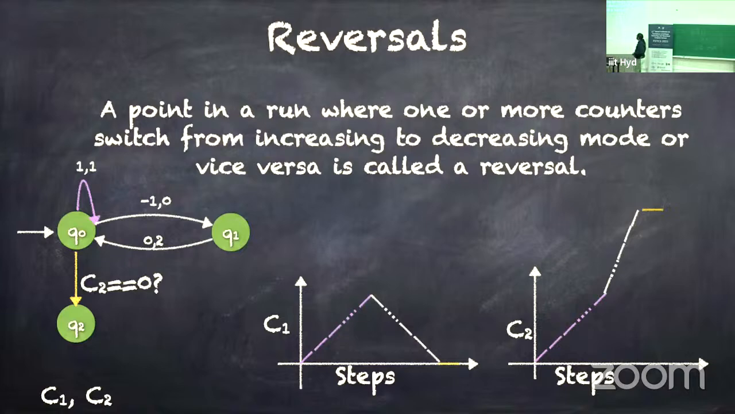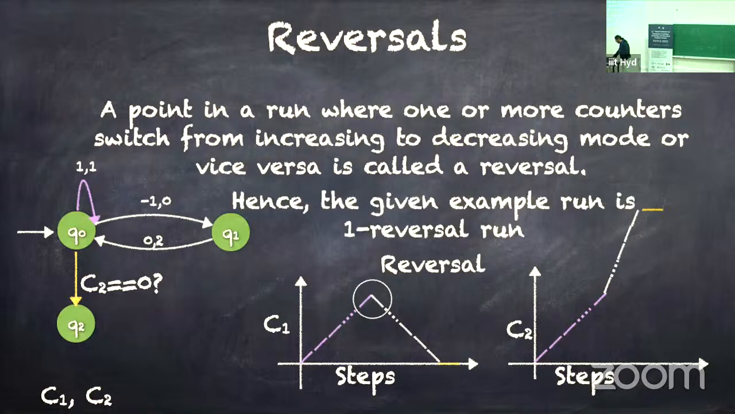A point in a run where one or more counters switch from incremental mode to decremental mode is known as a reversal. This is a very informal definition of reversal. For example, in our case, this was the point where C1 shifted from incremental mode to decremental mode, and there is no other point where any other counter shifted modes. Since this is a reversal, the example run that we considered was indeed a one-reversal run. That means you had exactly one reversal point.